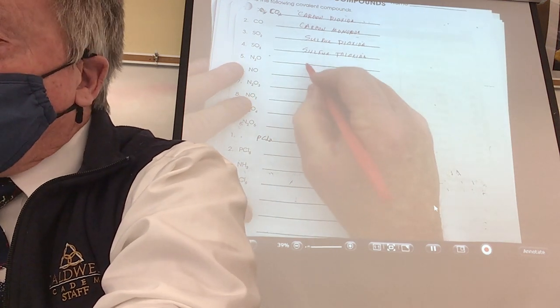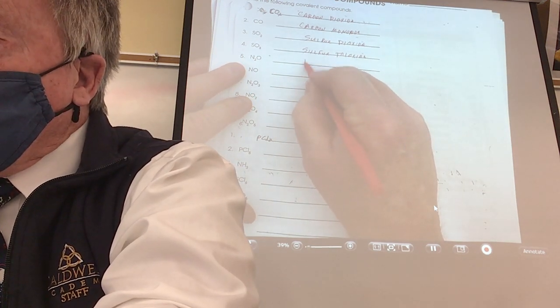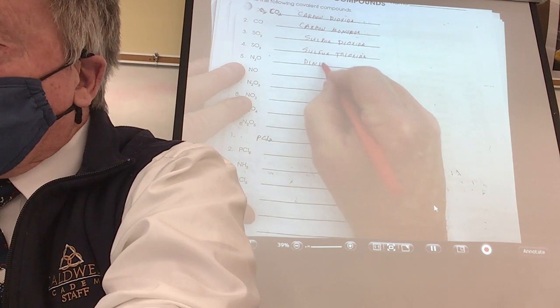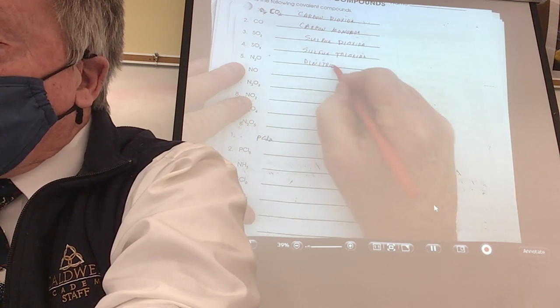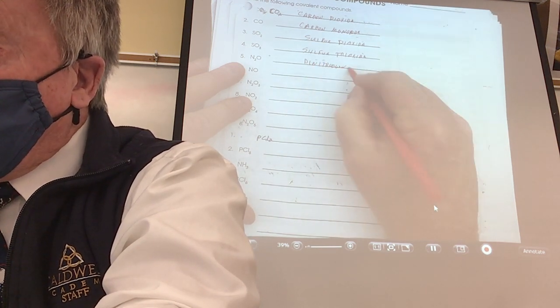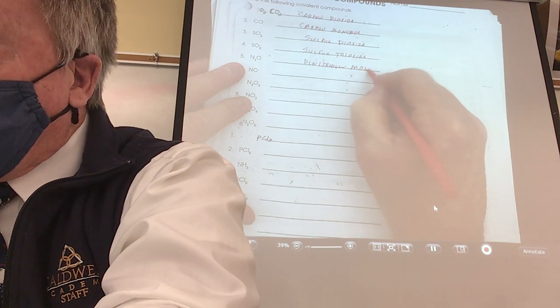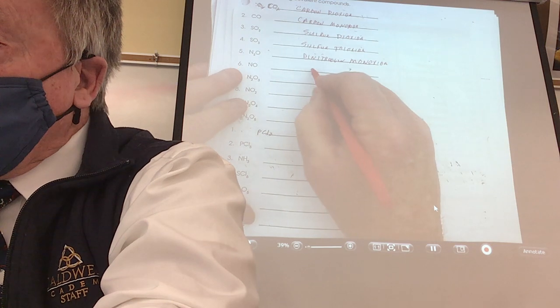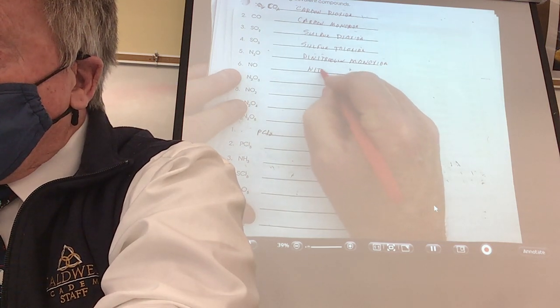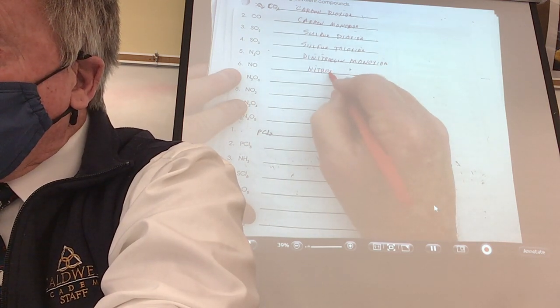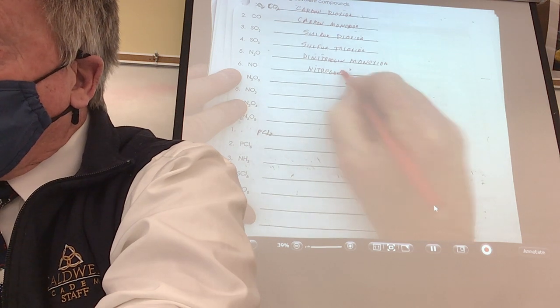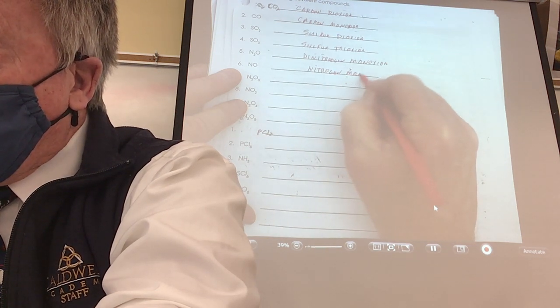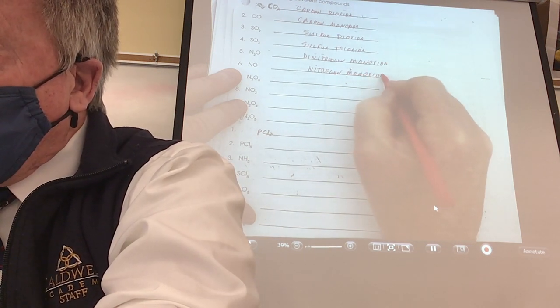All right, go, Taylor. Dinitrogen monoxide. Oh man, you're good at this. All right, nitrogen, and you do have to say mono on the second element, monoxide. All right, go, Rachel. Nitrogen monoxide. Yes, don't use mono for the first element. Nitrogen monoxide.